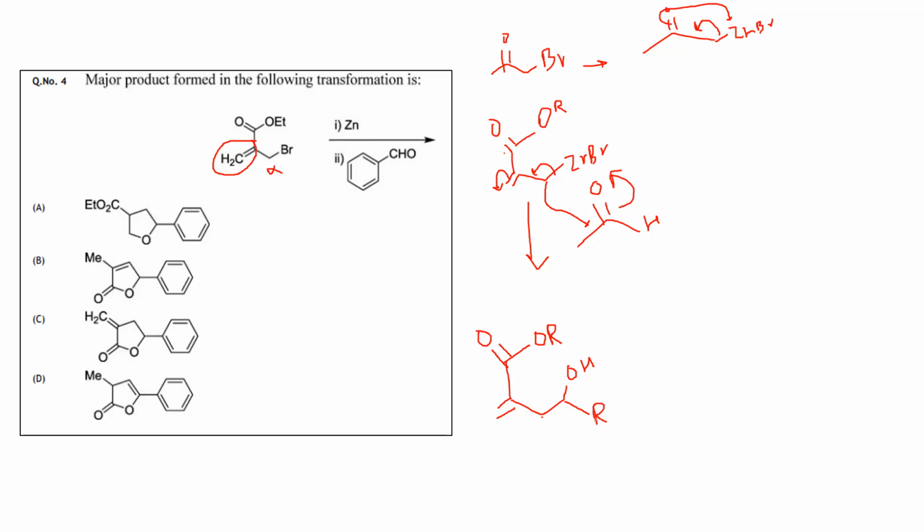Or for your understanding, I'll draw it. So this will form. Now as you have seen, this is not given in the product, so you have to think about the next step also. As there is a hydroxy group and there is an ester group, it can be replaced very easily. So what will be the product?